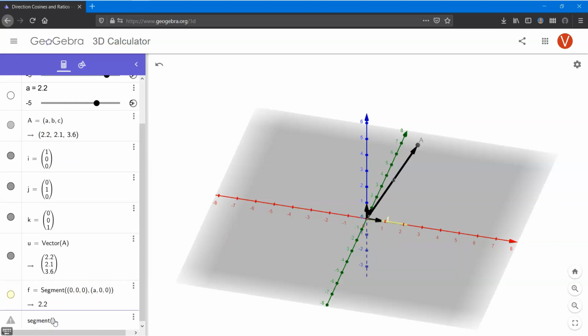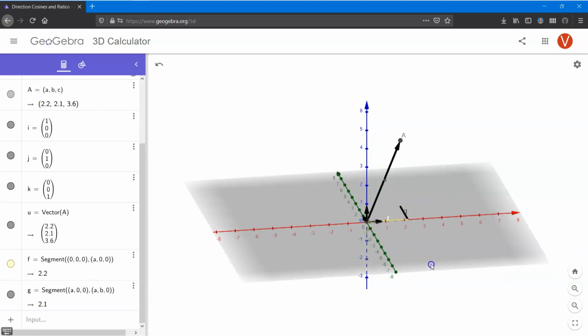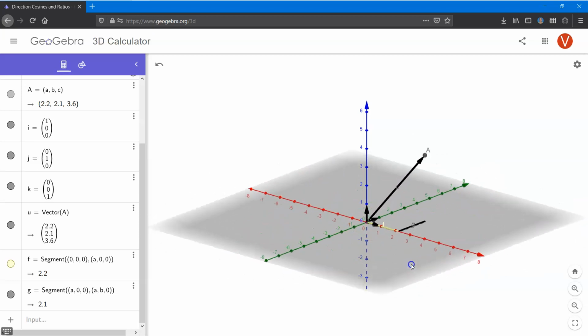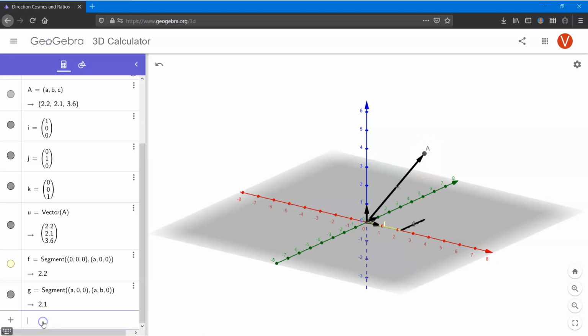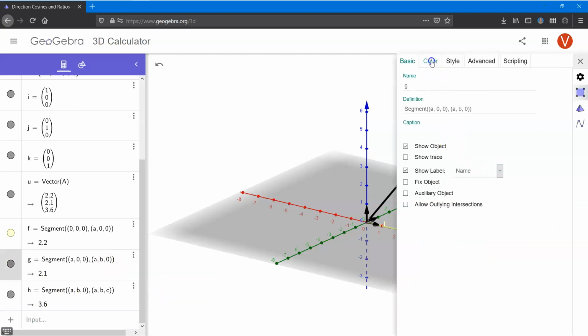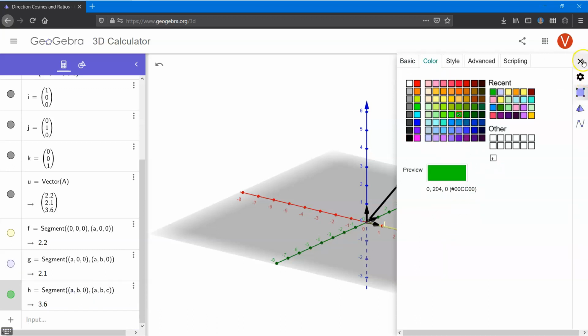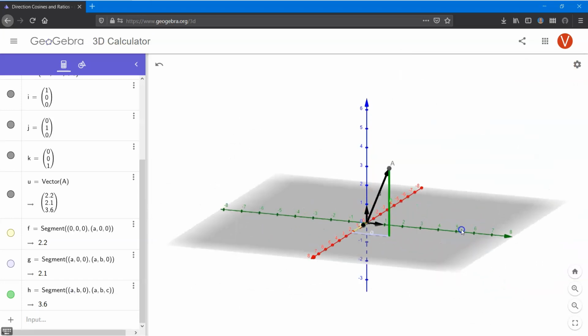Similarly, segment. Now from this point, that is A, 0, 0, we have to go along the y-axis. So what will that be? That would be A, B, 0. So if you notice, we went along the x-axis A units, then along the y-axis B units, and now we have to go up along the z-axis. So segment, what will this be? A, B, 0 to A, B, C. And again, let's color them so that we can distinguish them. So this is one and this is another, right? So along the x-axis, along the y-axis, and along the z-axis.